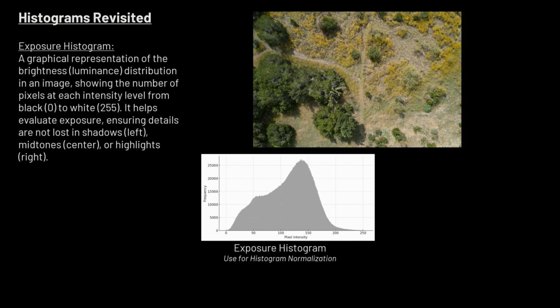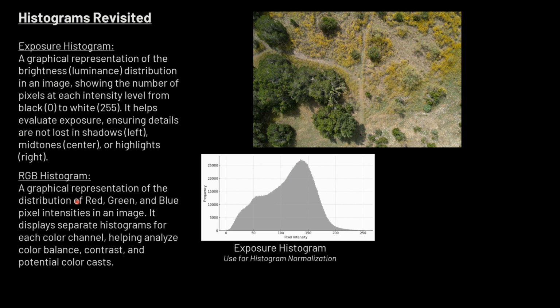So going back to histogram normalization, what we use there are called exposure histograms, and this shows us basically the intensity, brightness, luminance, however you want to think of it, of an individual pixel. It doesn't consider color, it's just how intense is that pixel on a scale of 0 to 255. So as an example, we have our image here, and then we can see the exposure histogram where, looking at this, the average intensity is somewhere around 150 on a scale of 0 to 255.